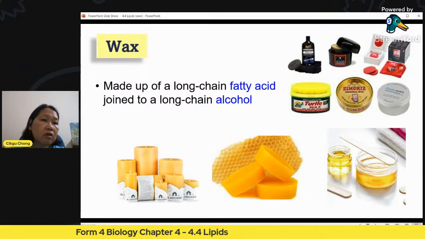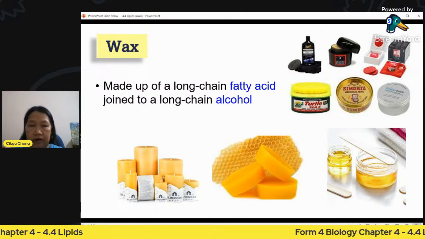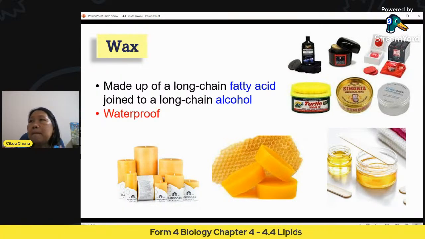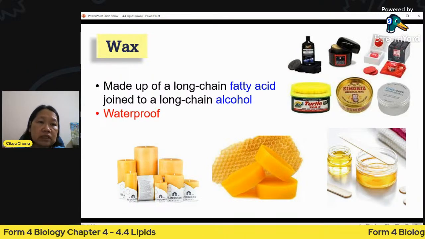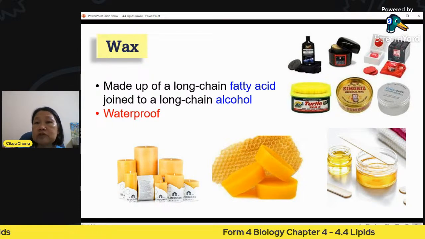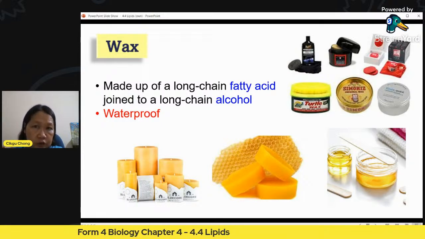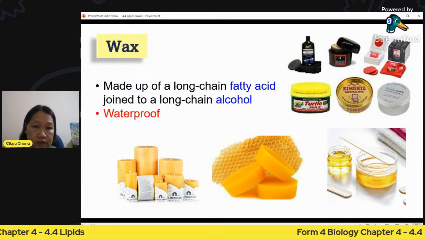The glycerol is not long chain. So another form of alcohol which is long chain. All right, okay. So they are waterproof. Because of, like I said, it's not soluble in water, so it is insoluble, so it's also waterproof. So you use wax to protect certain surfaces, so water will not go into it and destroy whatever thing that you want to protect.